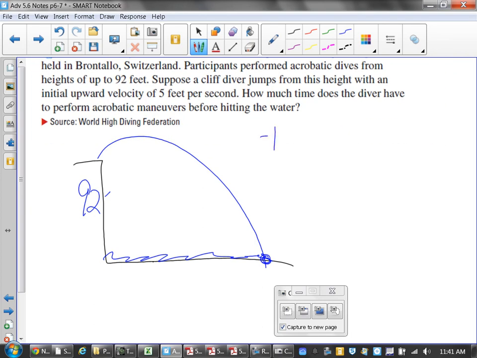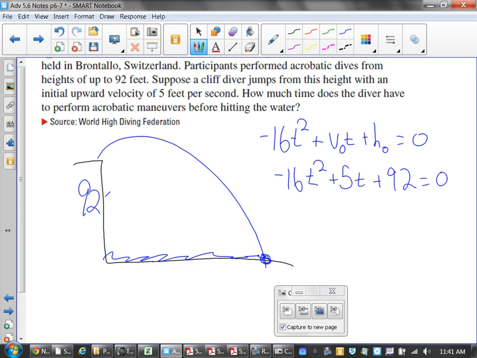So when you use your model, -16t squared plus your initial velocity plus your initial height. Your original height is 92, and your original velocity is 5, and it's positive. The reason that it's positive is because he's jumping up. Okay? So he's jumping up. So you just fill in the blanks, and I just use the quadratic formula to solve for t. You're looking where t equals 0. Okay? You want to set up to t equals 0.